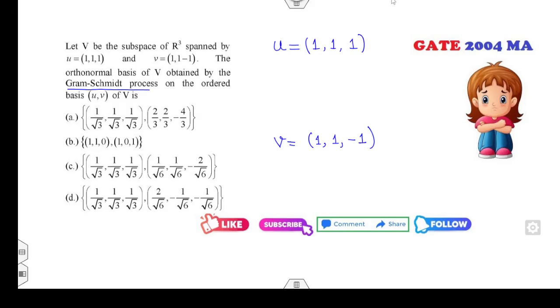Is it okay? First of all, check whether they are linearly independent or not, because before applying the Gram-Schmidt process you need to check whether they are linearly independent. Clearly they are linearly independent, because you can never make 1 from minus 1. Fine, they are linearly independent. Now look at one thing carefully: the first and second components are the same, both are the same.